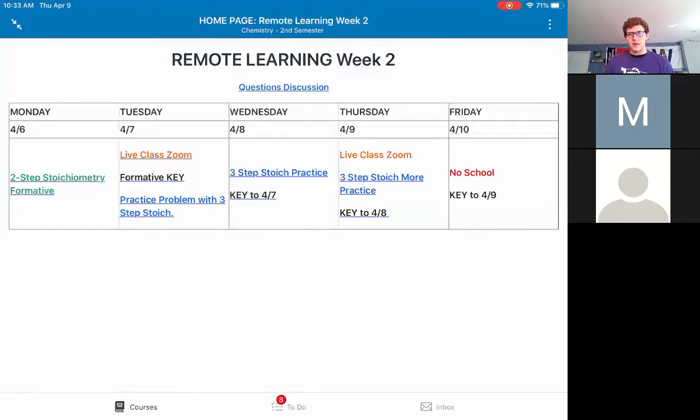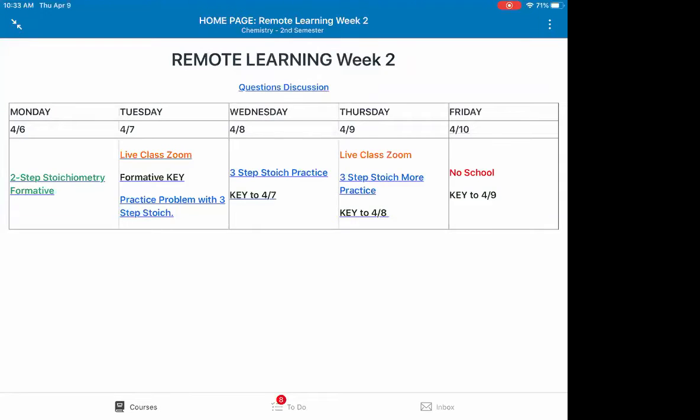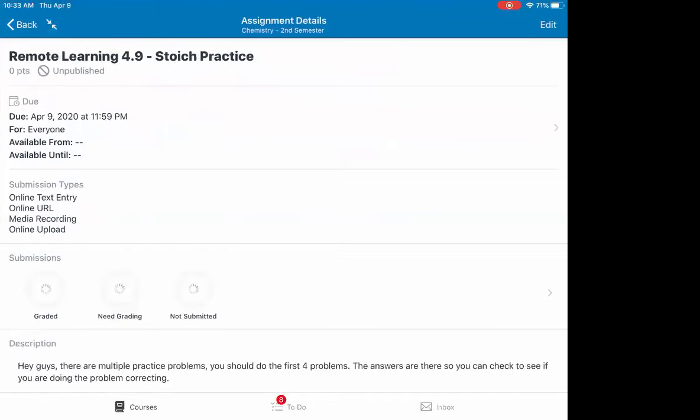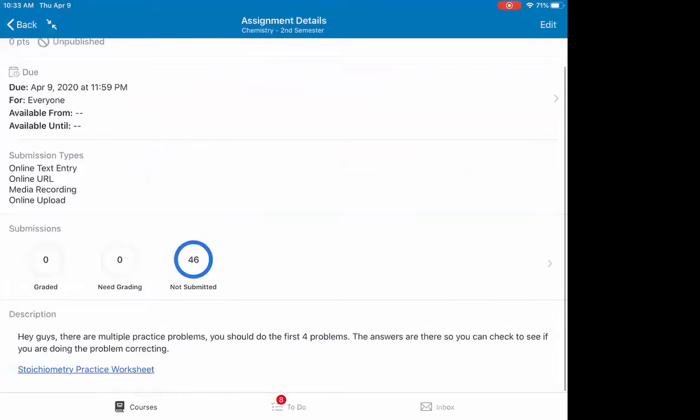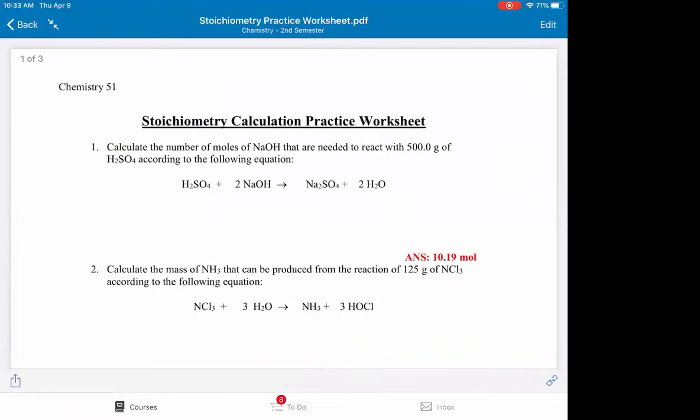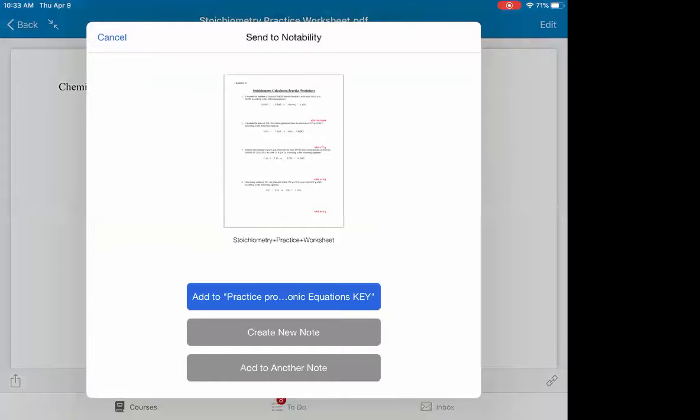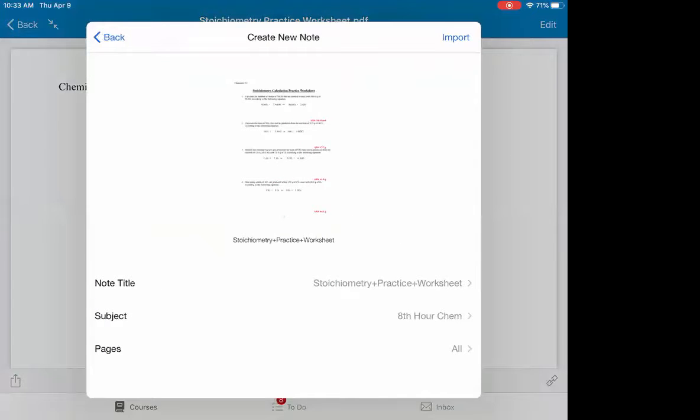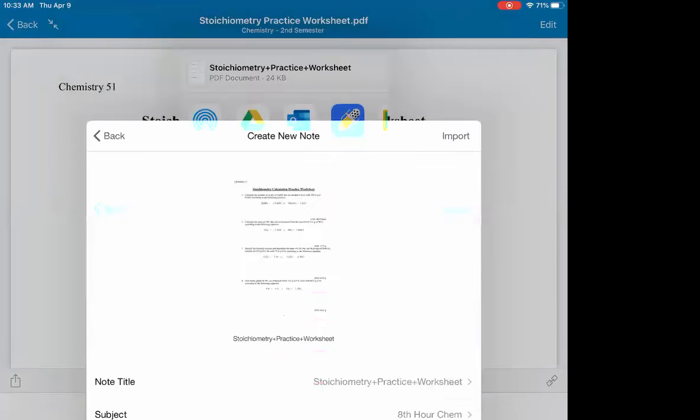All right. So do you have a preference on which sheet you wanted to go through? Tuesdays, Wednesdays, or today's? Let's do today's. Open that one up. Send it to Notability.